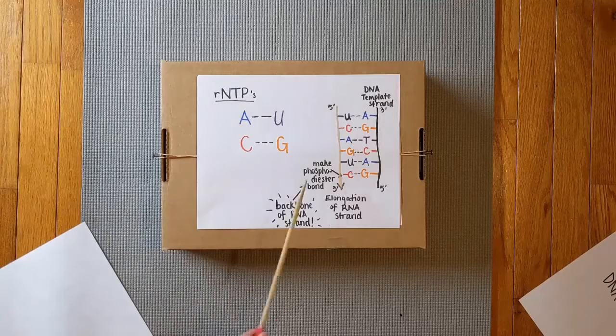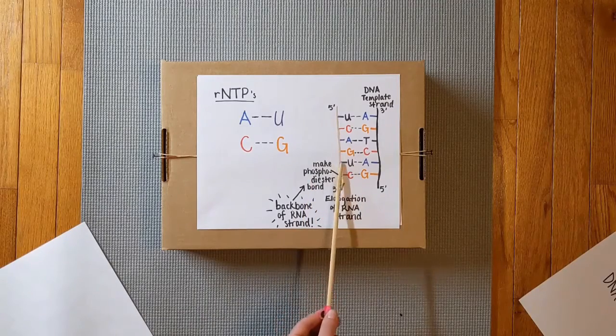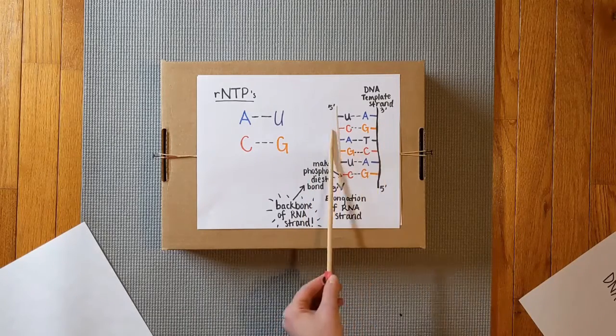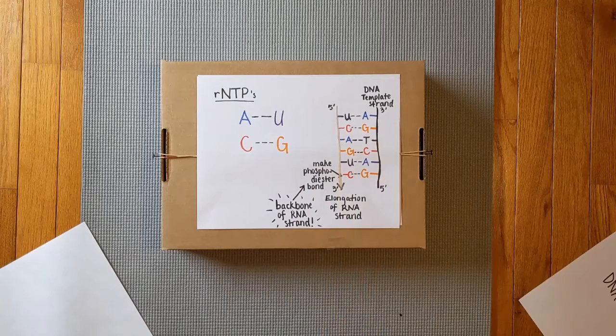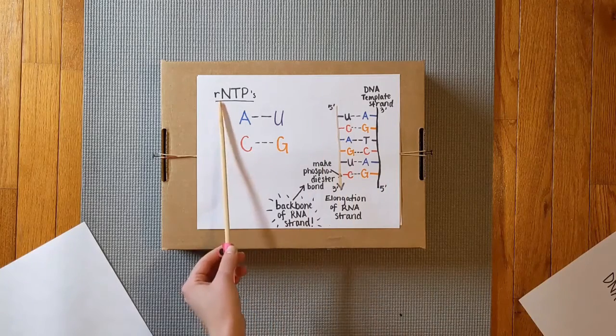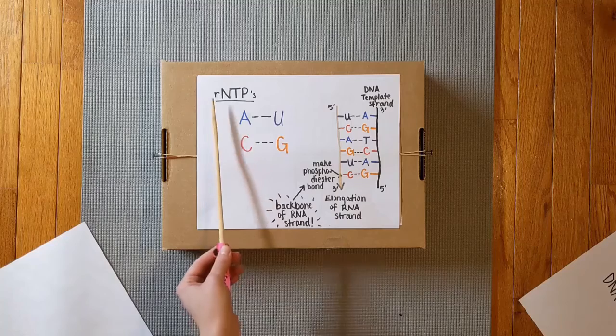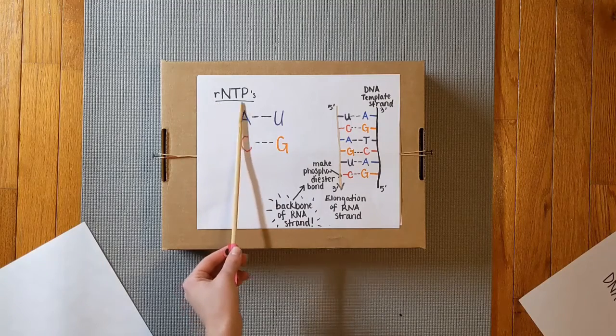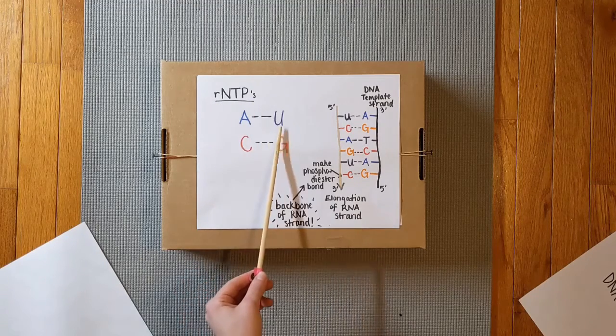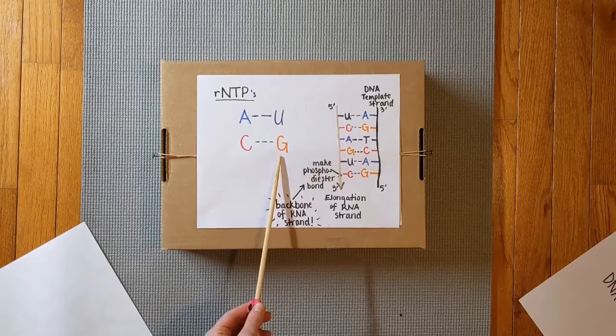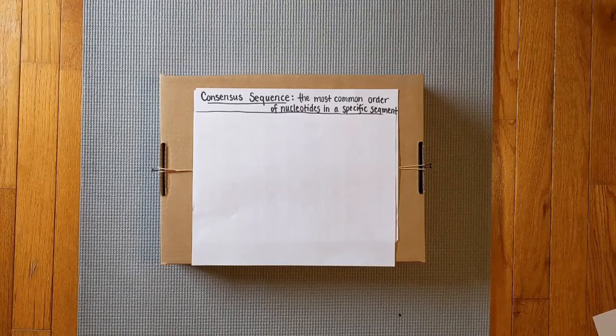While it grows, it makes what are called phosphodiester bonds, which are the backbones of both the DNA and the RNA strand. The encoding nucleotides are a little bit different than eukaryotes, where we use ribonucleoside triphosphate, which encode for A pairing with U and C pairing with G. Consensus sequences are considered the most common order of nucleotides in a specific segment.